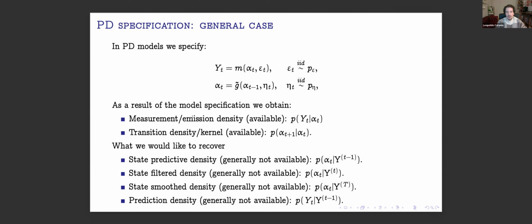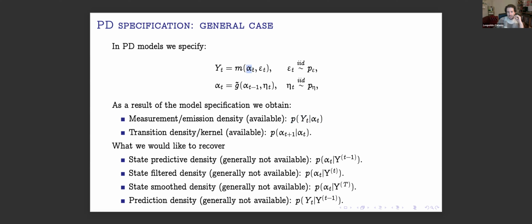So now I'm going to refer to parameter-driven and observation-driven specification. The general case for a parameter-driven specification is this one. Now we have our measurement and transition equation, and we have some IID shocks. And as a result of this specification of the model, what we obtain immediately is the measurement or emission density.